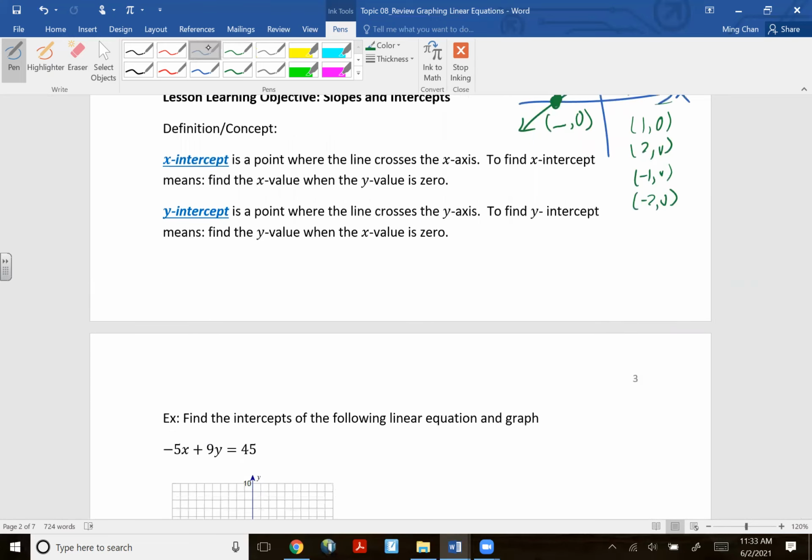So let's start out with the x-intercept. Remember, x-intercept is when the line crosses over the x-axis. So that means this point will be located on the x-axis. X-intercept, find x when y equals zero. So we substitute y to be zero.